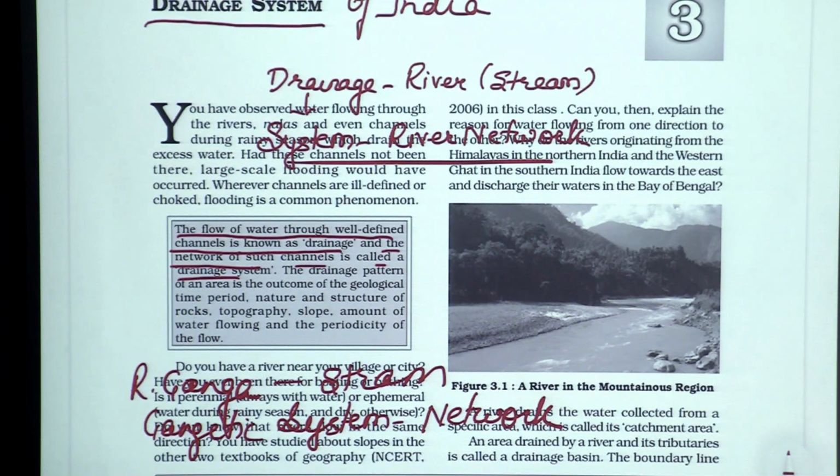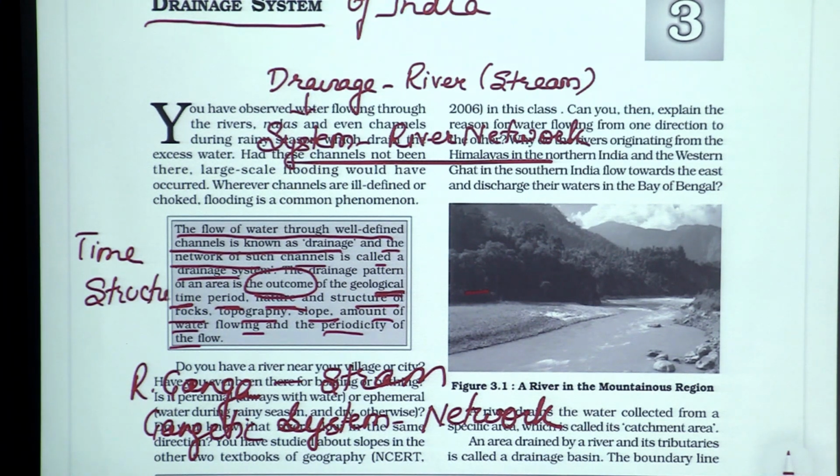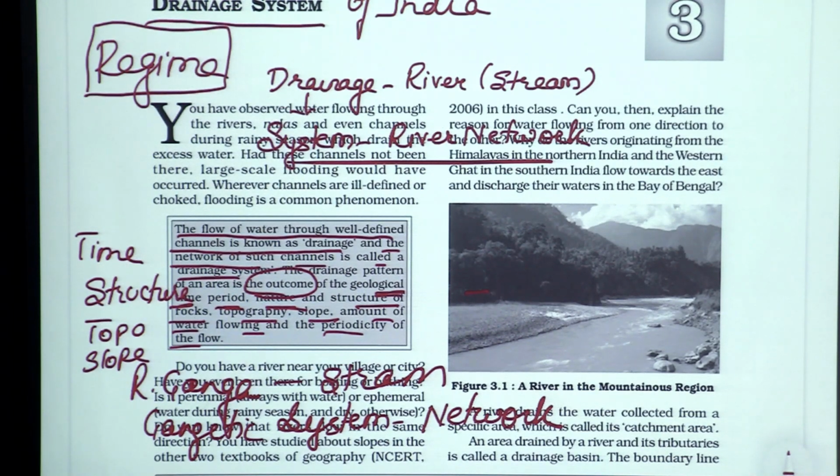If I read it further, it reads, the drainage pattern of an area is the outcome of the geological time period, nature and structure of rock, topography, slope, amount of water flowing and the periodicity of the flow. So that means if I have to list the factors that facilitate the drainage pattern of a given location, I'll say it is the outcome of geological time, it is the outcome of structure of the rock, it is also the outcome of topography and slope, which we learned in our last video, and it is also the outcome of periodicity. The term that we apply is called regime. Is the river water volume static always, or does it show variation?